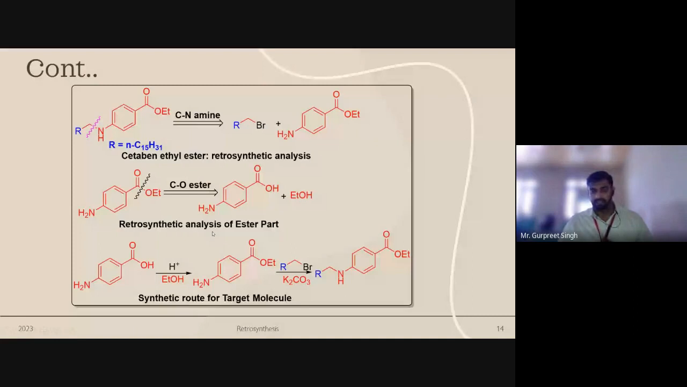So in this retrosynthetic analysis, we have performed two retrosynthetic analyses. First, we break down the original molecule into two parts. Then we break down the obtained ester part into two feasible components, and then we perform the actual synthesis.